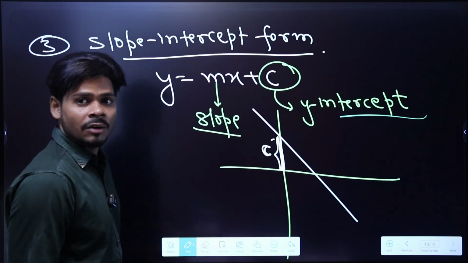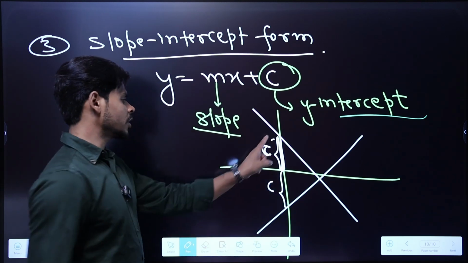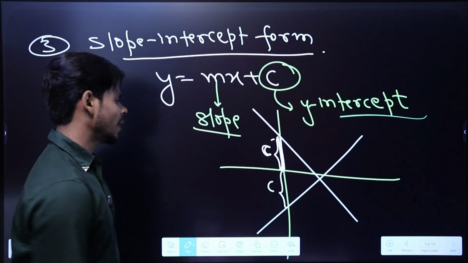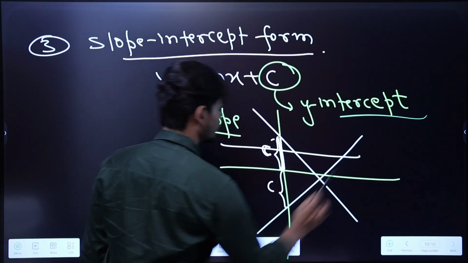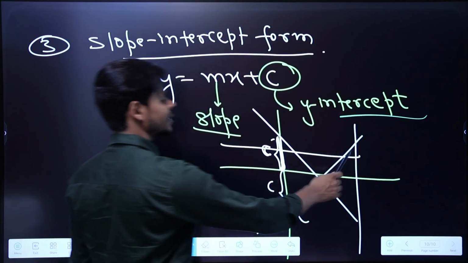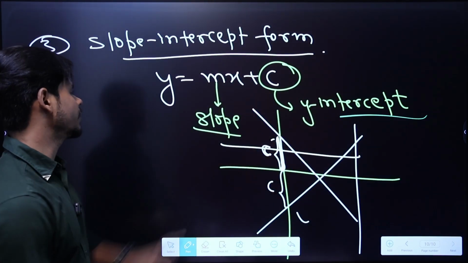What if it passes like this? Then this one will be your c. This is positive c, this is negative c. That's how basically we treat any line. Let's say the line passes like this, so this is your y-intercept. What if the line passes through the origin? In this case, we do not have a y-intercept. So similarly, this kind of thing will be given there.